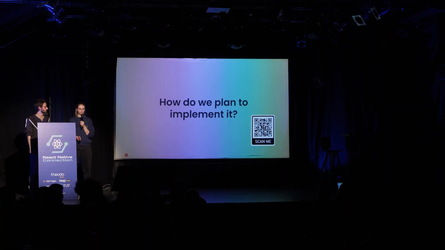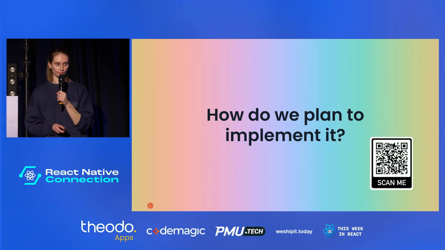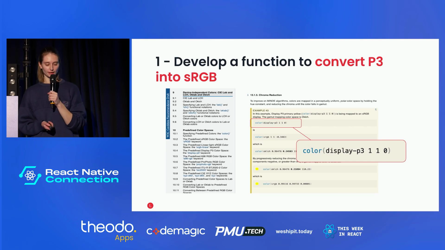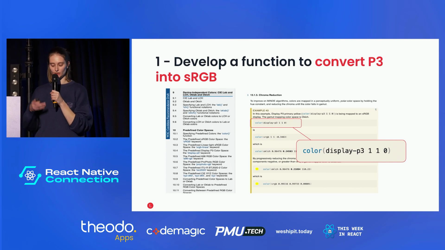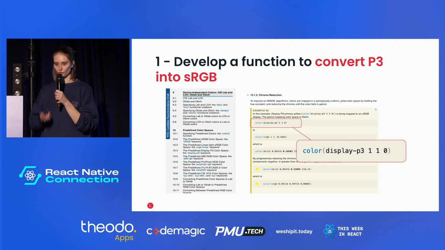The next step is the implementation, and we have a 3-step plan to implement it. The first step, which we have actually begun, is to convert P3 colors into sRGB, basically using our gamut mapping algorithm. This is an example taken from the web, but you will be able to use P3 colors through your APIs.